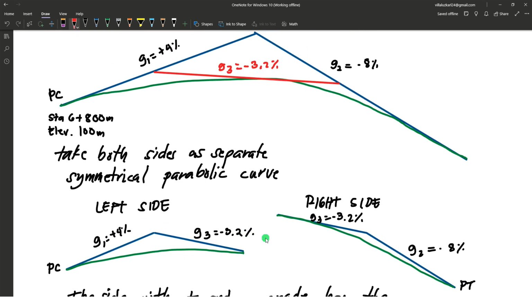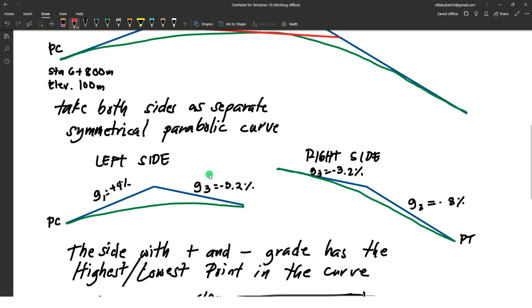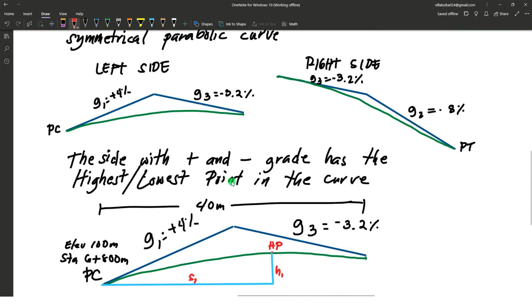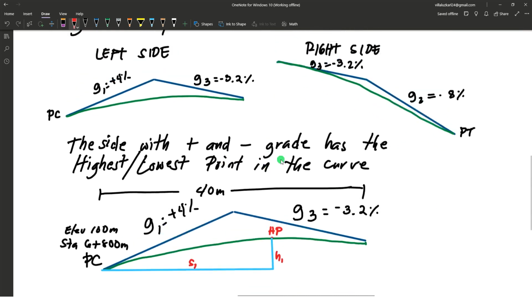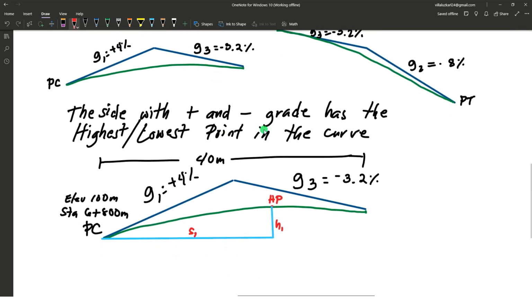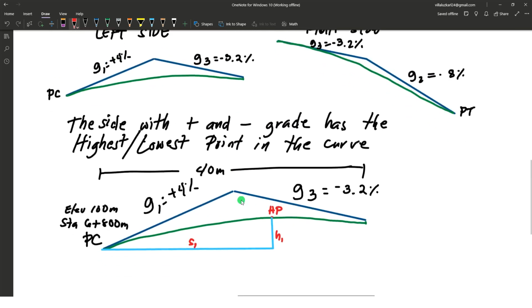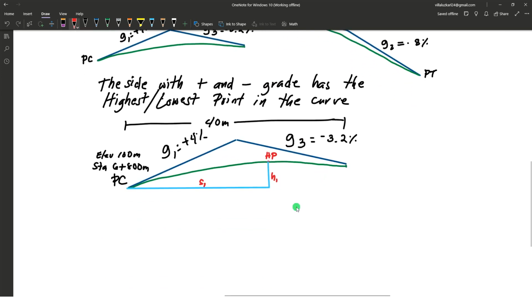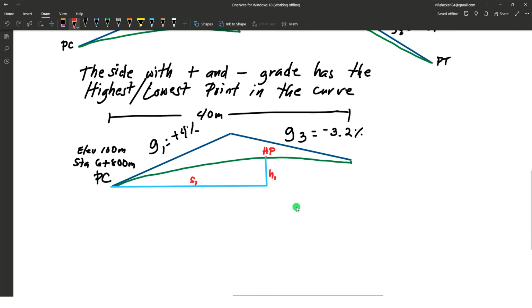Because right here, if on the right side all grades are negative, this side has the lower elevations because both tangents are going down. But right here we have an upward tangent and a downward tangent, which means somewhere here is the location of the highest point. So we choose the left side of the unsymmetrical parabolic curve, and we focus on that side and solve it using the solutions on a symmetrical parabolic curve.